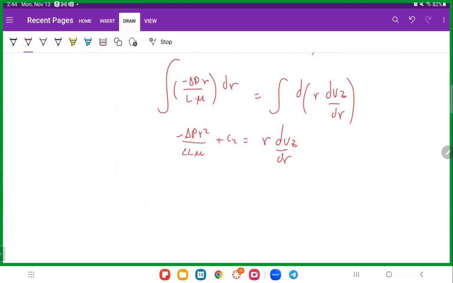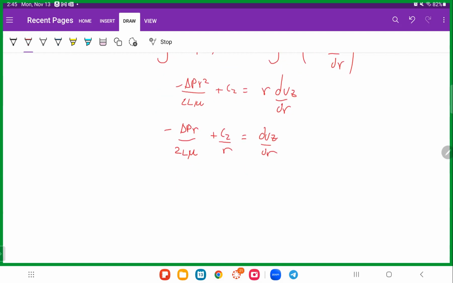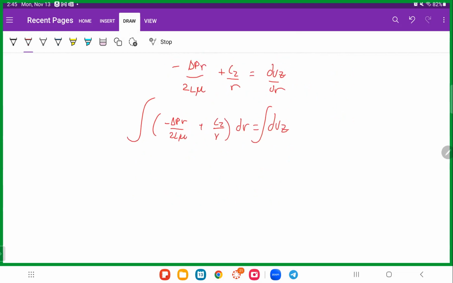Okay. So now what you can do is divide everything by R. So you're gonna get negative delta P R over 2L mu plus C2 divided by R, which is equal to dVz dr. Okay, what else? And then you essentially multiply by dr on the other side, and then integrate. Right. It's negative P R over L mu plus C2 over R, dr is equal to dVz. We integrate both sides. And then we get negative P R over 2L mu plus C2.